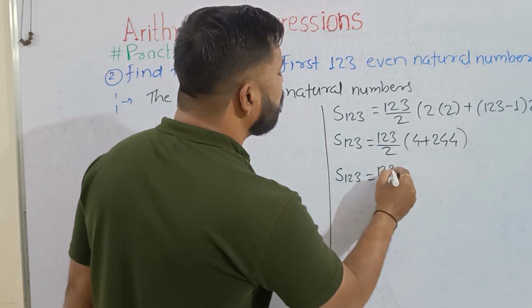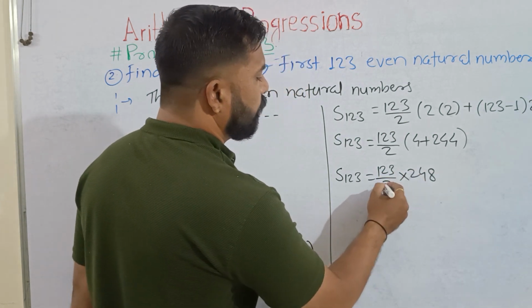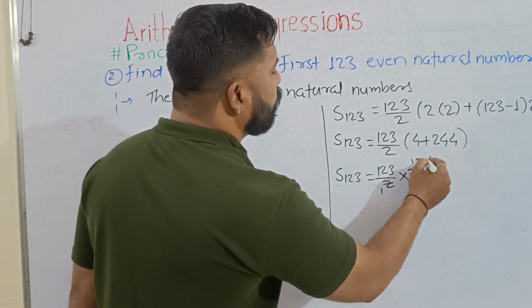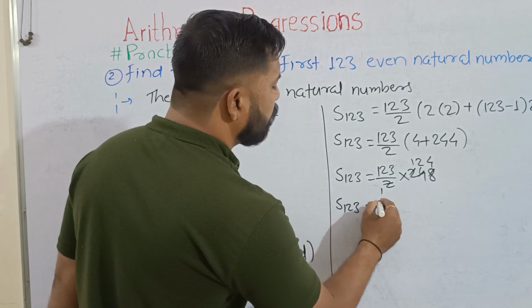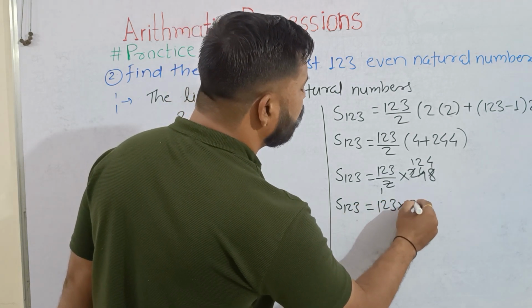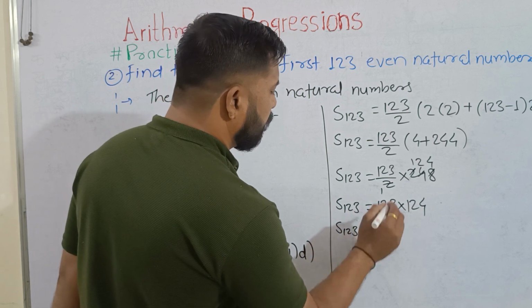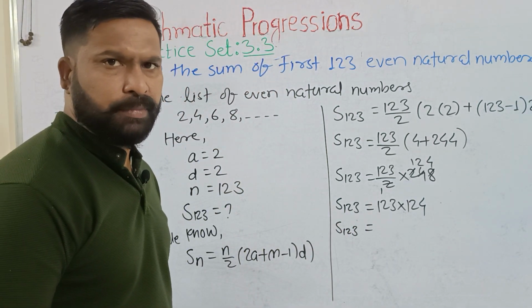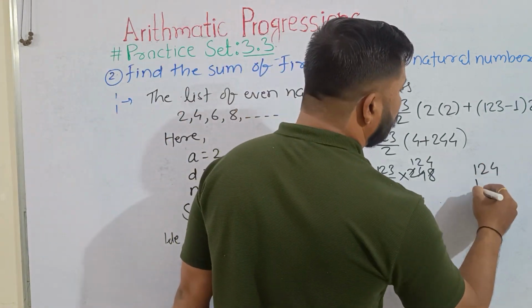S123 is 123 by 2 into 248. We can cancel: 2 ones are 2, 2 twos are 4. Yes, S123 is equal to 123 into 124, and the product of them is 152. We have to find 124 times 123.